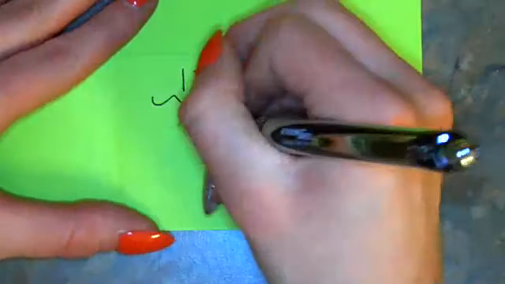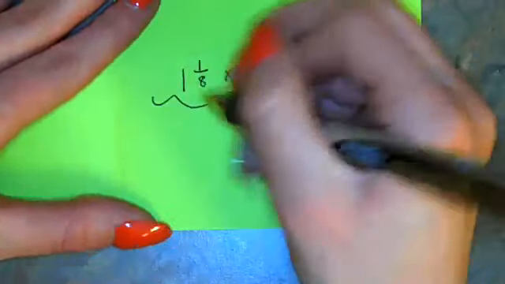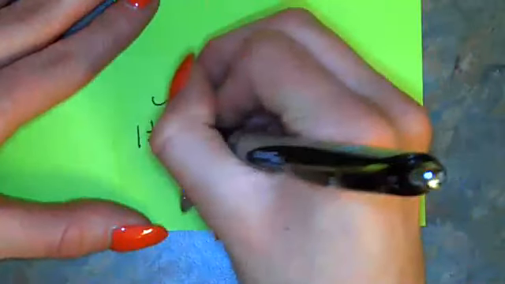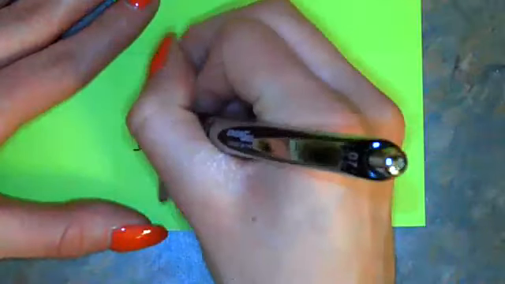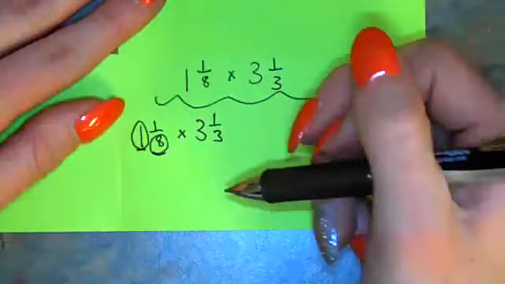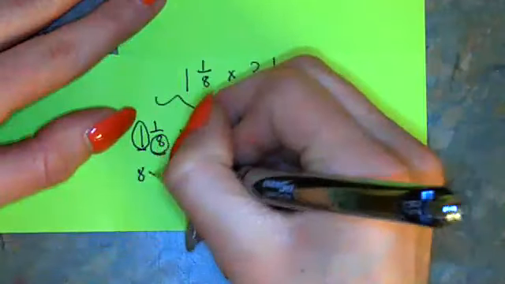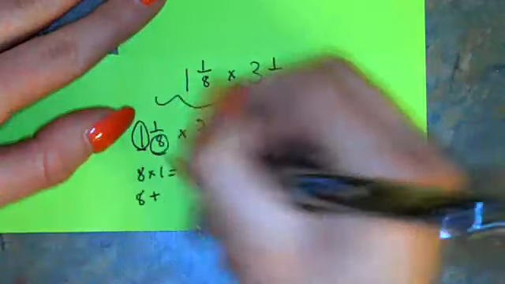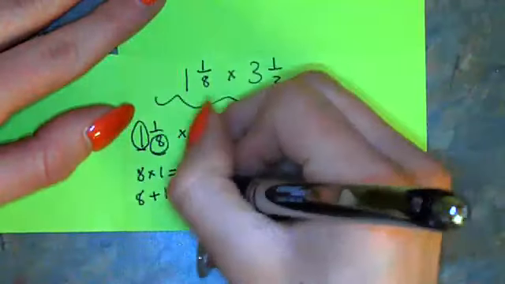So what we're going to do, I'm going to rewrite it down here. 1 and 1/8 times 3 and 1/3. We circle our 8 and we circle our 1. We multiply 8 times 1, so 8 times 1 equals 8. We take that 8 and add it to our numerator, which is 1, and we get 9.